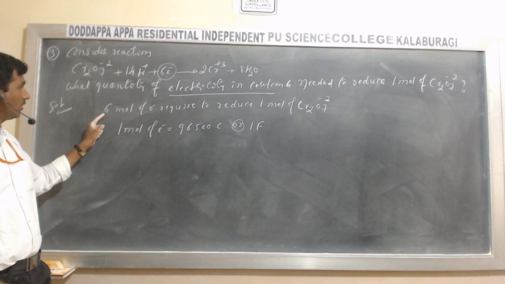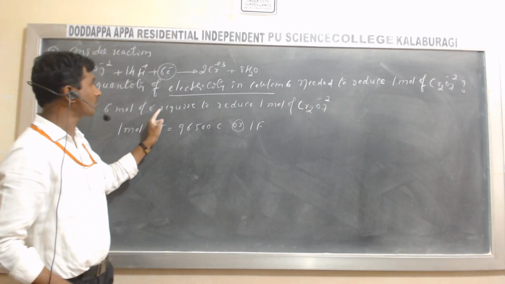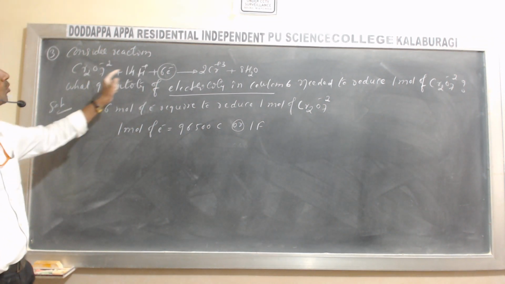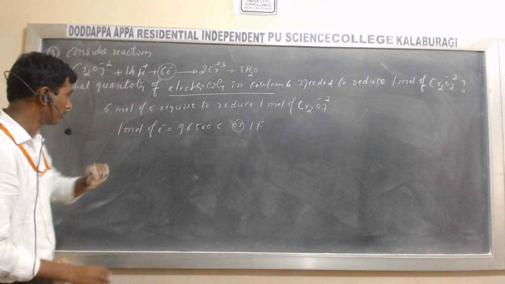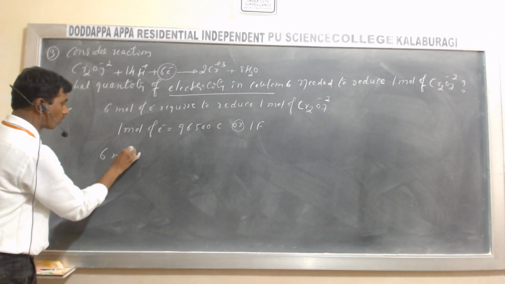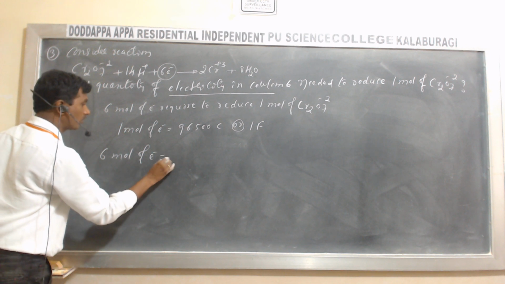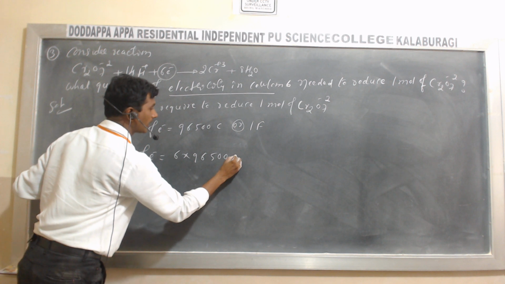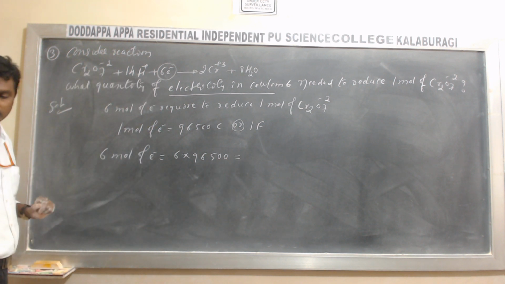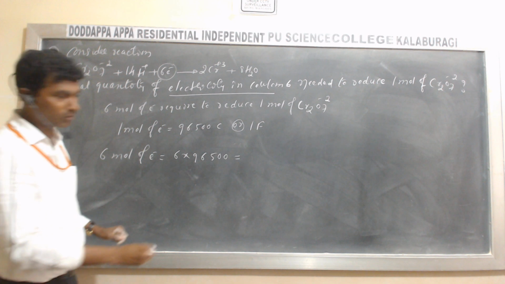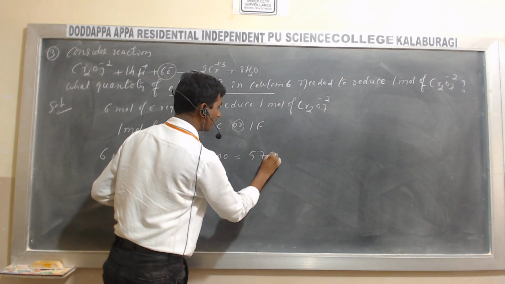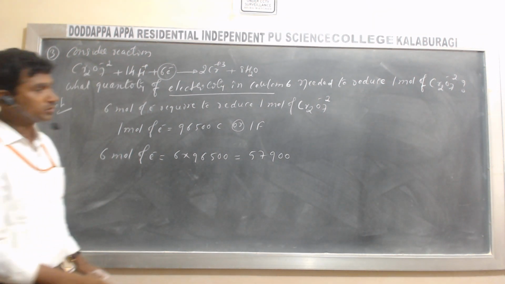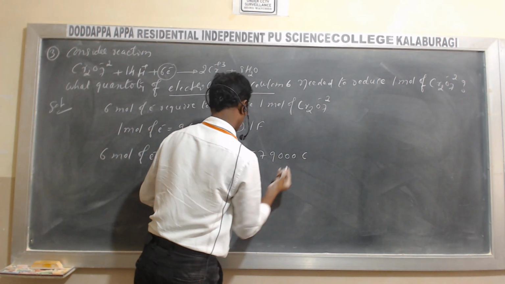But in the given problem, 6 moles of electrons are required to reduce 1 mole of Cr2O7. So what quantity of electricity in coulomb? 6 moles of electrons is equal to 6 into 96,500, which is equal to 579,000 coulomb. So it is the correct answer.